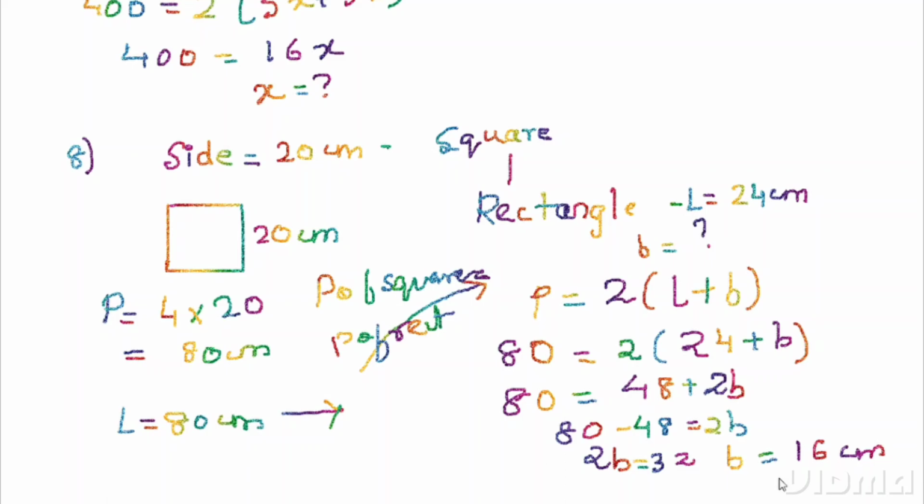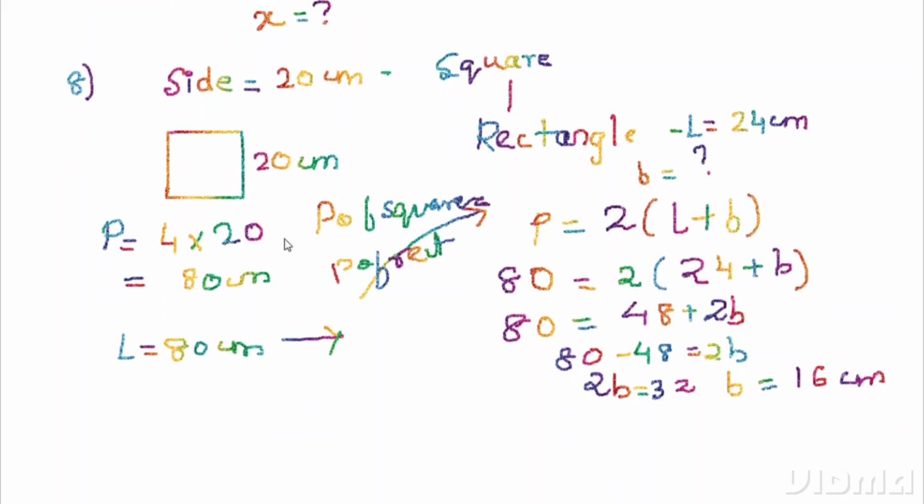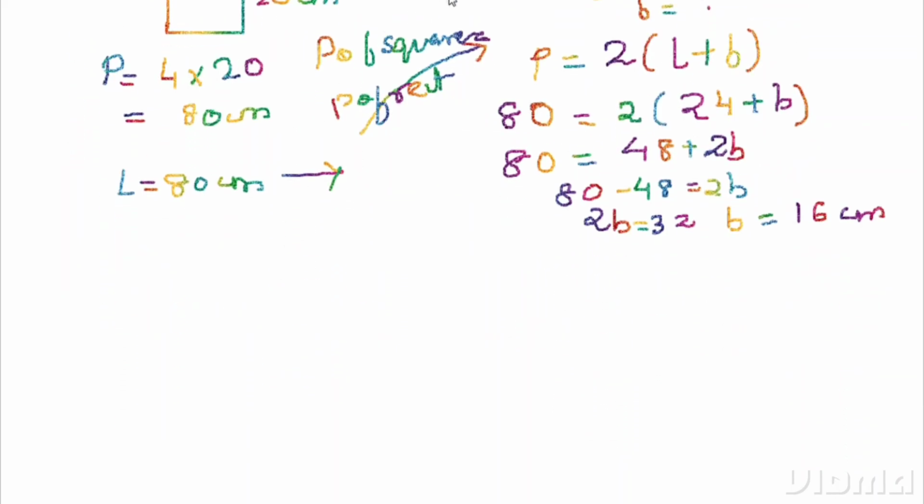And that was the twist here. You should know that the same wire I am bending and forming into a rectangle, so the length of the wire is the same. So this was the 8th question. Now let's move on to the 9th question.